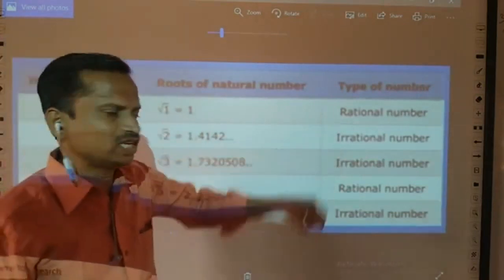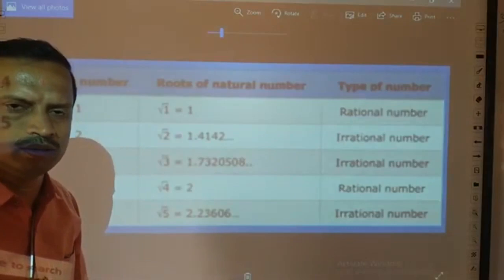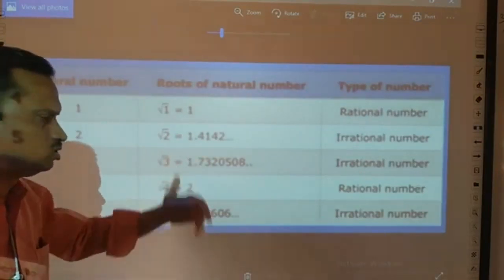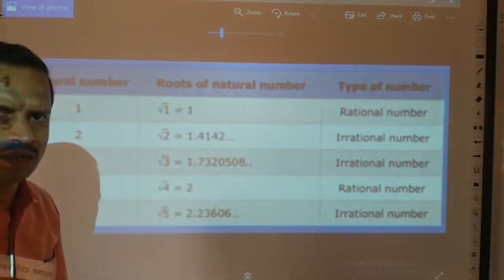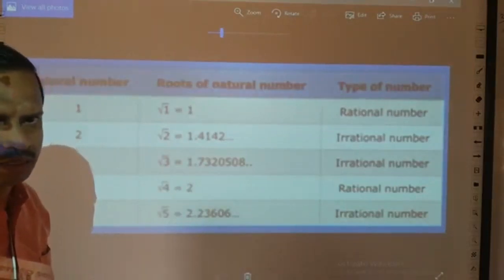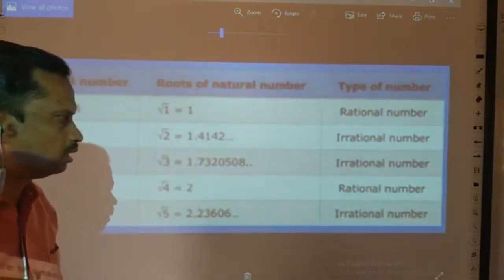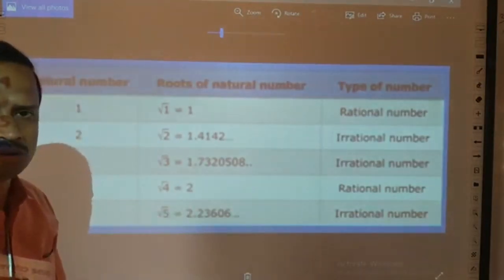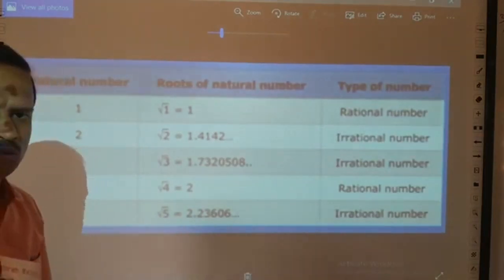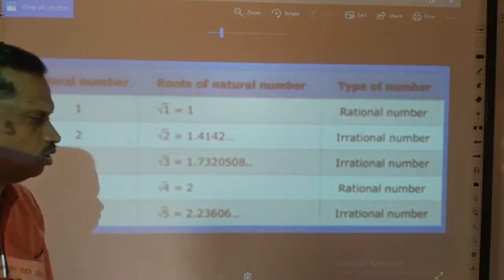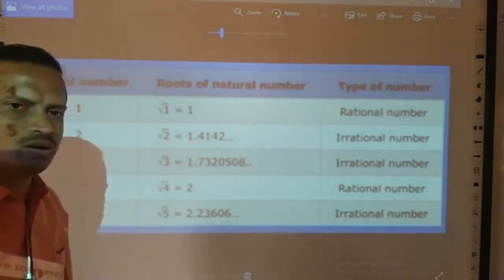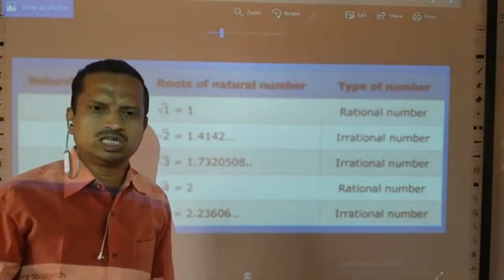Root 1 is 1, that is rational. You can write 1 as 1 by 1, that is p by q form. Whereas root 2, after the decimal point, is non-terminating and non-repeating. So, irrational. Root 3 also the same way. After the decimal point, it is non-terminating and non-repeating. So, it is irrational. And coming to root 4, that is 2, it terminates. So, it is a rational number. And root 5 is 2.23606, etc. Therefore, it is non-terminating and non-repeating. So, irrational number.